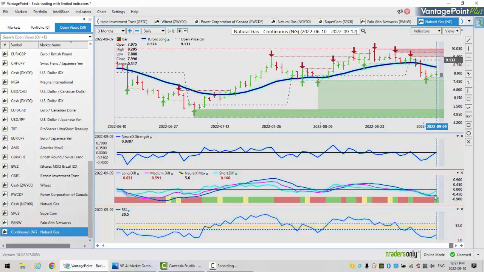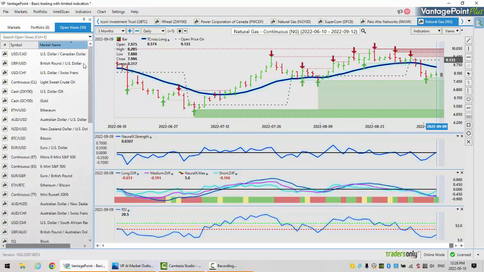The indicators are warning of this. The neural index strength, the medium term crossing the long term predicted difference with the neural index, and the RSI is starting to turn. So if nothing else, I would anticipate a mean reversion correction move, if nothing else, back to 8.50, approximately the 8.57 level.